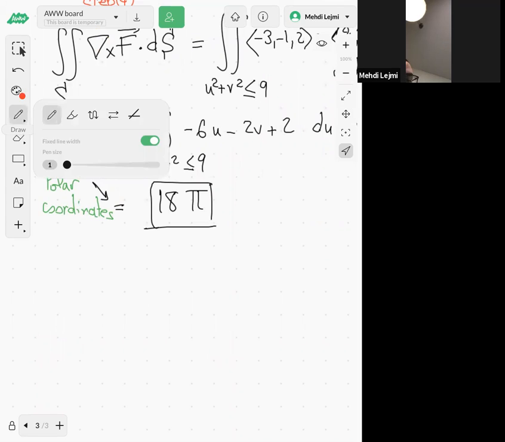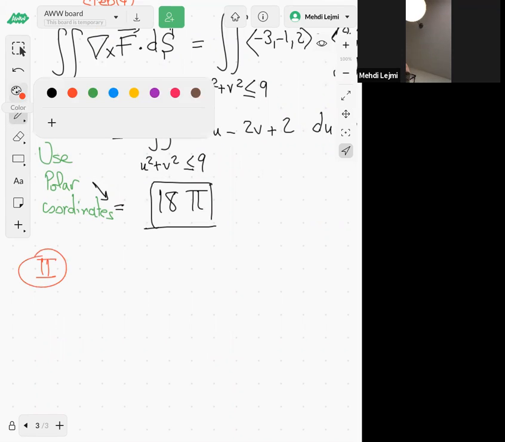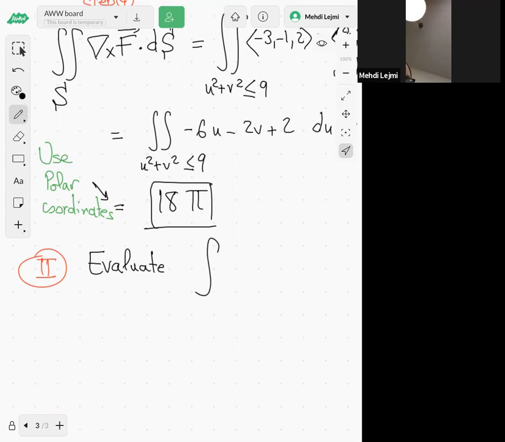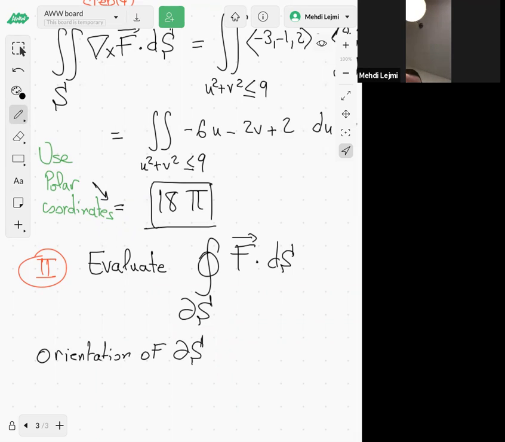So now we have to evaluate the other side of Stokes' theorem. So we have to evaluate this, the vector line integral of F along the boundary of S. All right. So orientation of this boundary, don't forget the orientation of the boundary must be consistent with the orientation of the surface S.